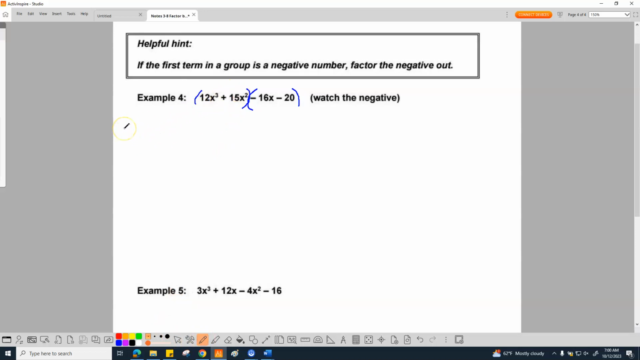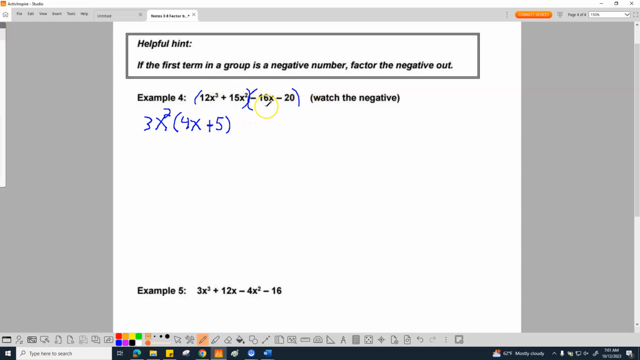For the first one, does it have letters? The answer is yes. The smallest one is x squared. So I'm going to take out the x squared. Does it have a number in common? The answer is yes. 12 divides by 3 and 15 divides by 3. So I'm going to pull out the 3. 12 divided by 3 is 4. 3 minus 2 is 1, so I have x to the 1 left over, which is just x. 15 divided by 3 is 5, which is great. And then x squared, or 2 minus 2 is 0, which leaves me with no x.